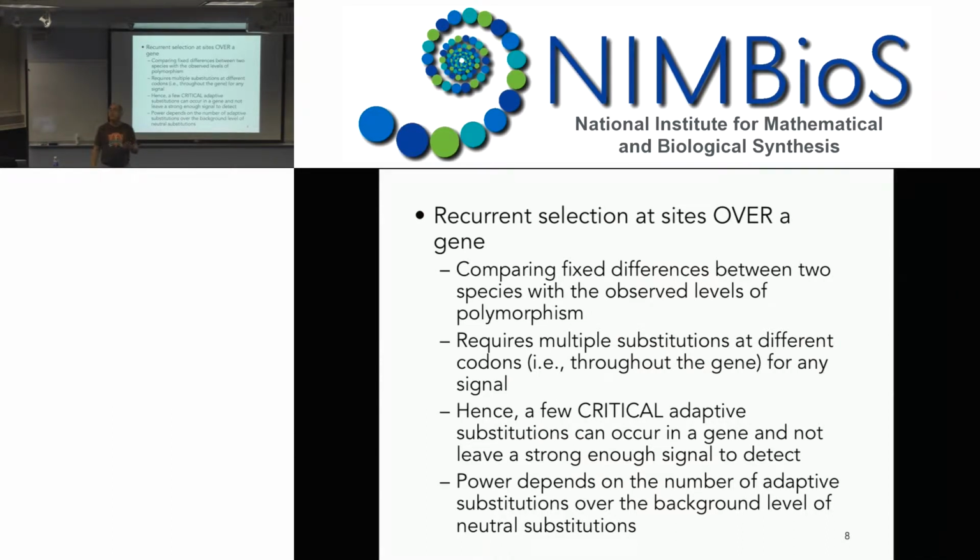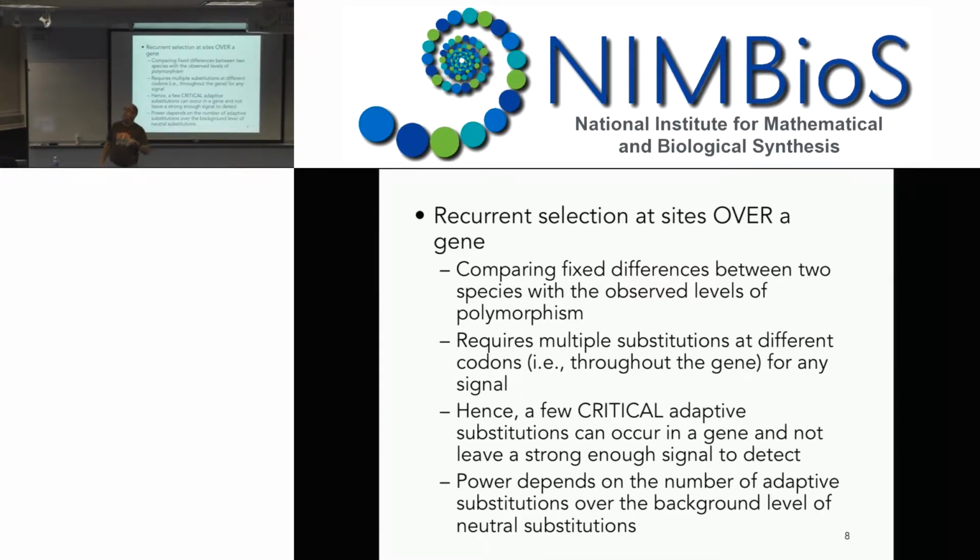When it arose, it gave a big signal. That signal's gone, it's in the past. Now I look at that gene that's involved in that. There's a bunch of substitutions that have occurred by chance. I have one extra substitution that's driven by selection. I'm not going to pick that up. The signal's too weak. So I might expect to see 4 or 5 random fixations. I now see 6. That's not enough. I can't pick it up.